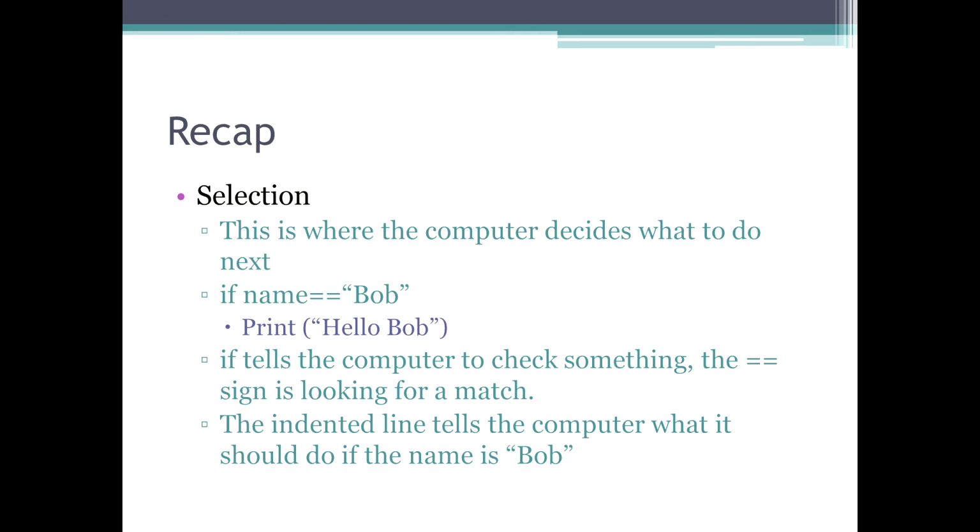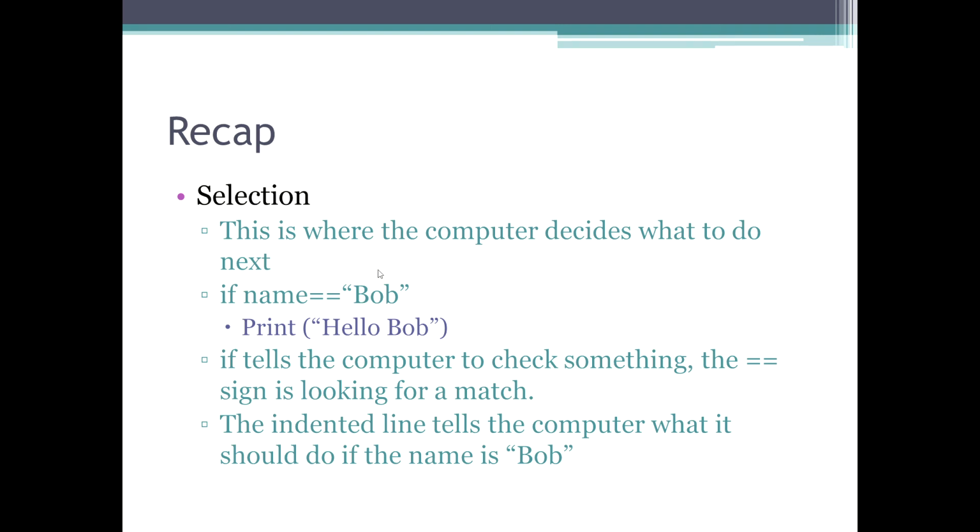Now selection. This is about as tricky as it is going to get in first year, and this is the computer deciding what to do next. So based on a condition, it's making a check on something, and if that check's okay, it's going to run a bit of code. For example here, if name equals Bob, print hello Bob, and the important bit here is that that print is indented, so there's a space in.